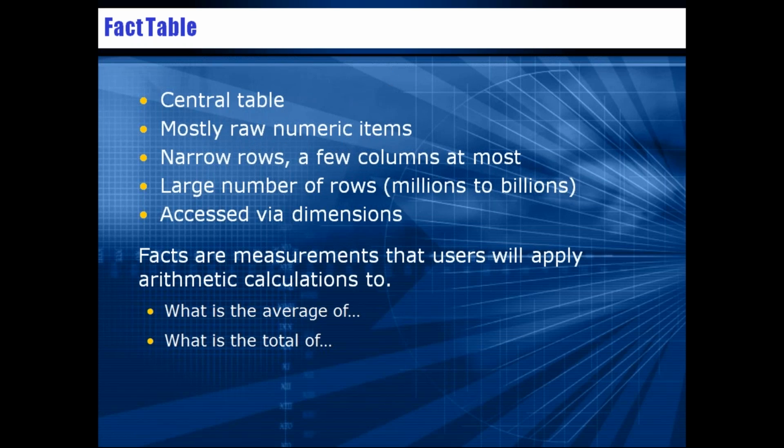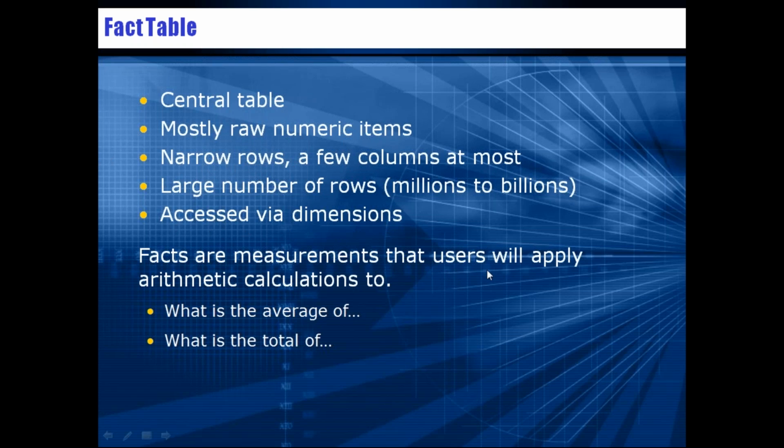Okay, what is the revenue? What is the cost? What is the sales? What is the quantity? All such numbers are entered in the fact table. They are narrow rows. That means a smaller number of columns, but a large number of rows. The number of rows is very huge, but the number of columns is small. And these fact tables are accessed via dimensions.